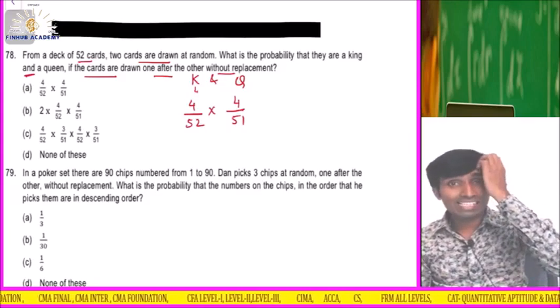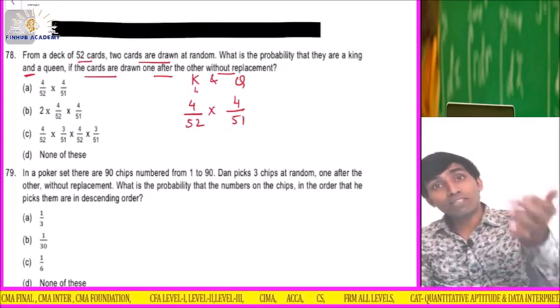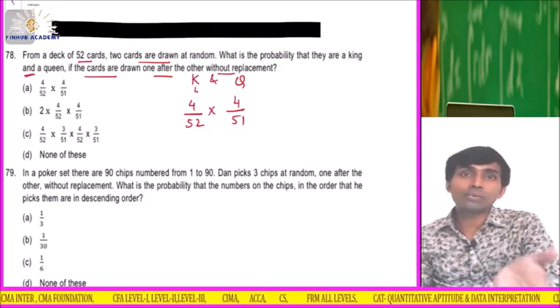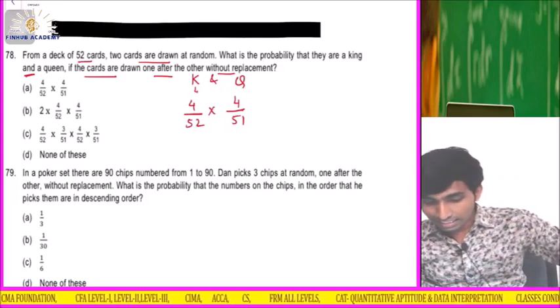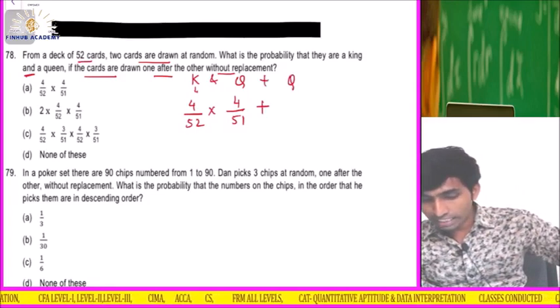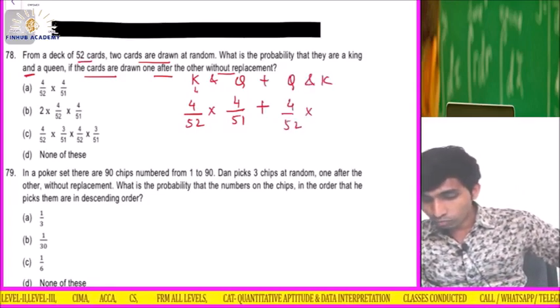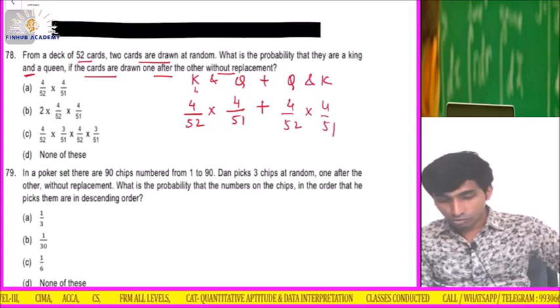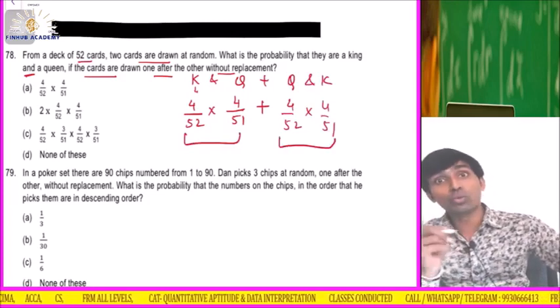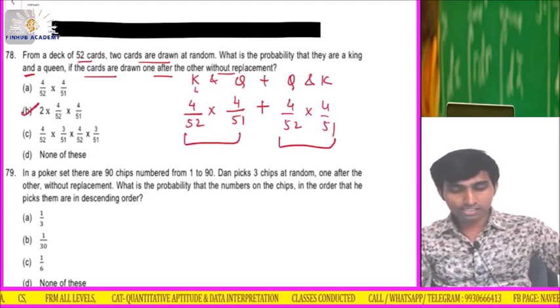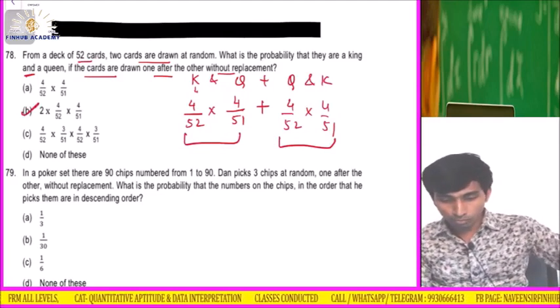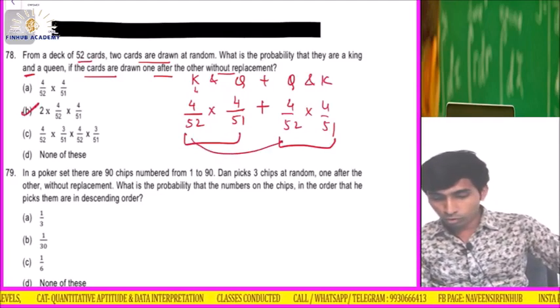This is one case, correct? How do we know that the first card is king? It could have been queen also, no? So I can write this as queen and king. So it will be 4 by 52 into 4 by 51. Same thing, so this is repeated twice. 2 into. Understood? So the answer is B. 2 into 4 by 52 into 4 by 51.